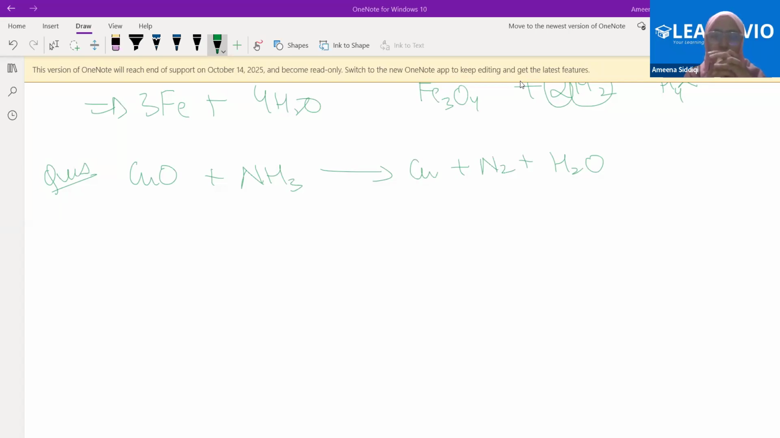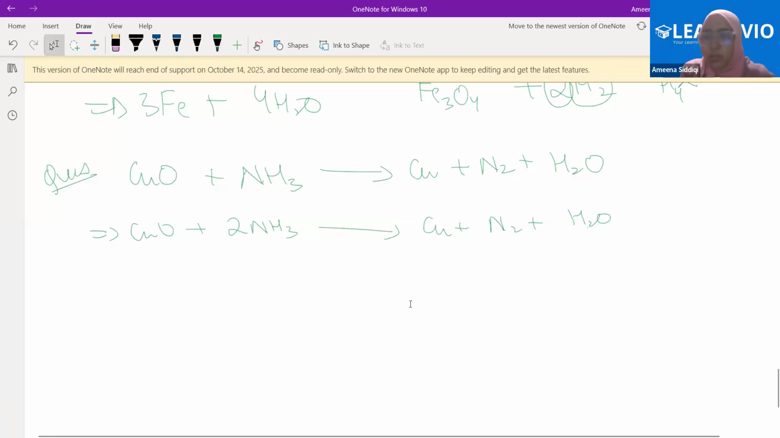Is it CuO plus 2NH3? Wait, I'm writing. What do you get? CuO plus 2NH3. Is this the final that you have balanced all the steps? Okay, fine. 2NH3 gives Cu plus N2 plus H2O. H2 means simple H2, right?